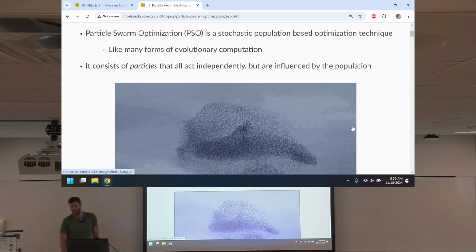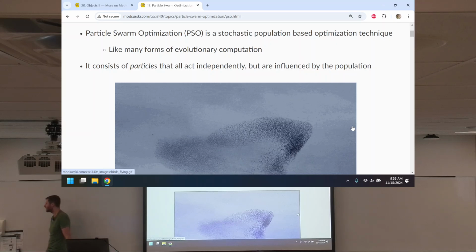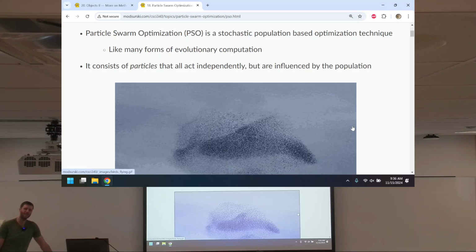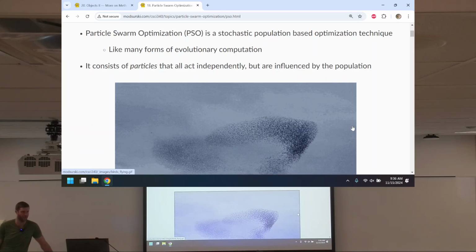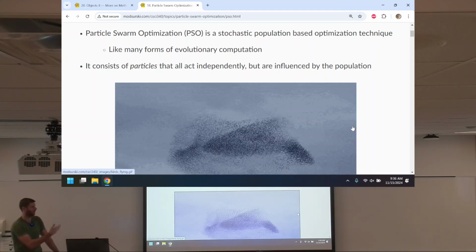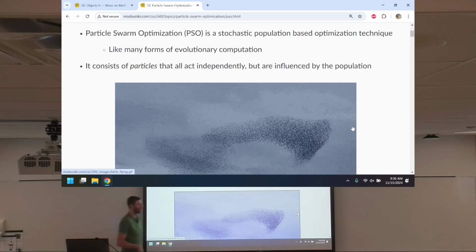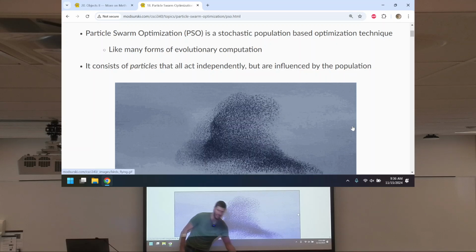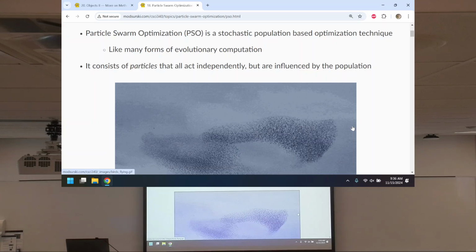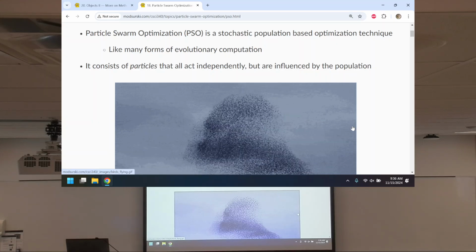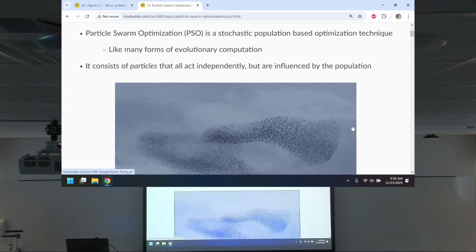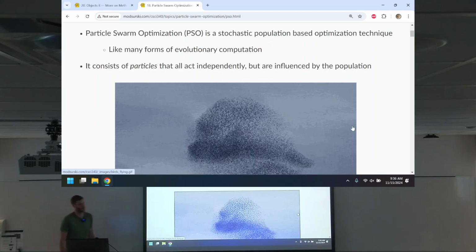It consists of particles, and every individual particle acts independently, but is influenced by the whole population. And by the way, like evolutionary algorithms, for example a basic genetic algorithm, all of this is simply a loose guideline. As soon as you find yourself asking the question, but could I do this? What if I want to? Yeah, go ahead. It doesn't matter. You can do whatever you want. This is a loose framework, all right?